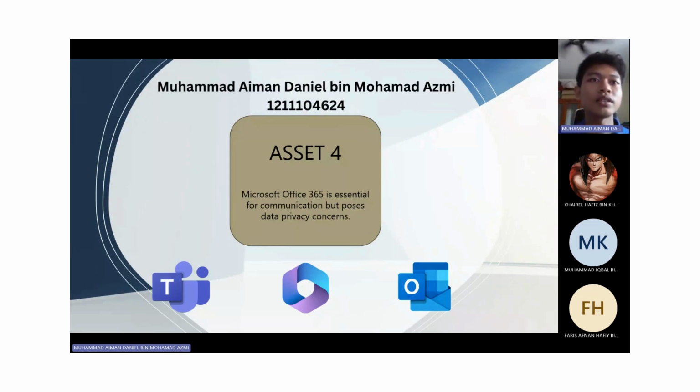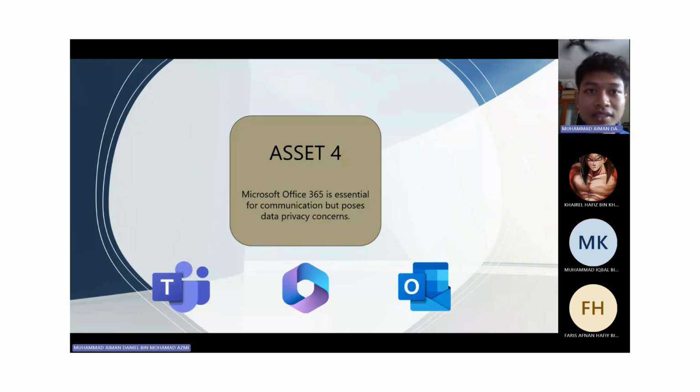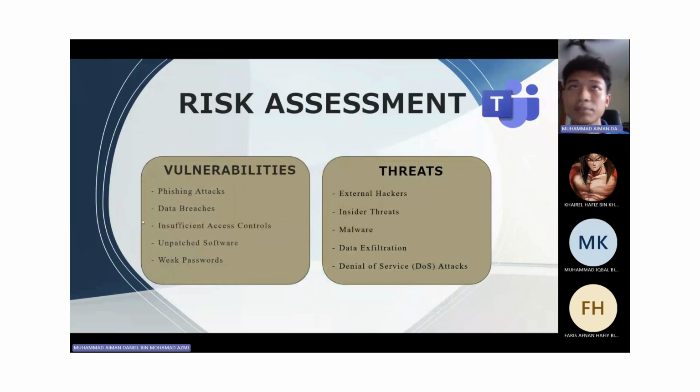I will be presenting asset number 4, which is Microsoft Office 365. It's essential for communication, but it also poses data privacy concerns among the users in your company. As we all know, Microsoft Office contains Microsoft Teams, Outlook, and any other tools that your employees usually use. So let's move on to the risk assessment that I have made for asset number 4, where we will talk about vulnerabilities, threats, risk severity, and also risk treatment.